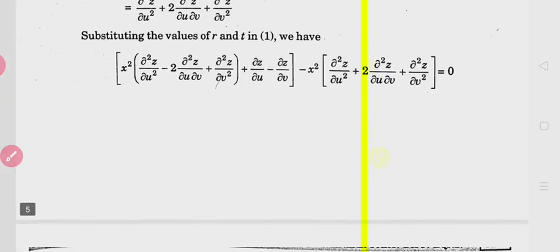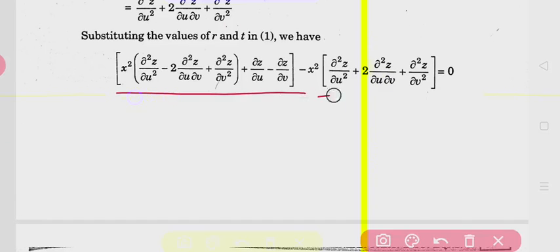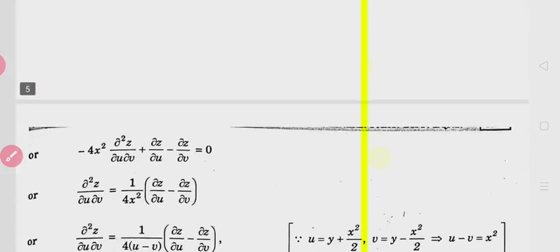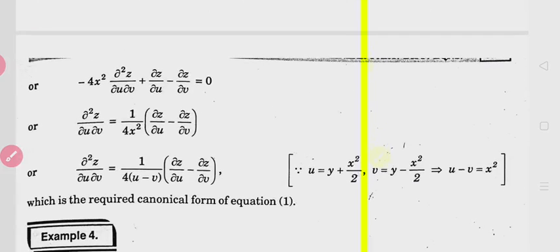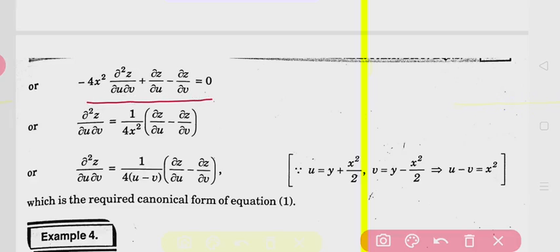When you place this in equation number 1, you get this minus this is equal to 0. Okay. So after solving these equations, you will get minus 4x square plus this equal to 0. So you keep cos square z by cos u cos v on the left hand side, send the rest to the right hand side and divide by 4x square. Okay, so 1 by 4x square will be equal to this thing. So actually this will be your canonical form. But firstly you have to place this value of x square. What was that? x square.